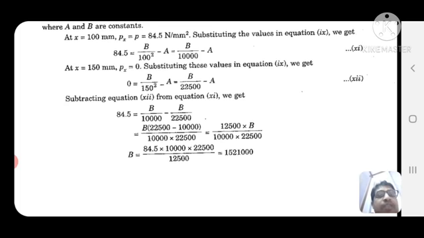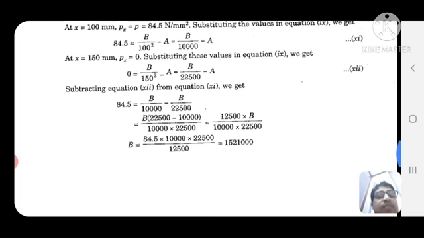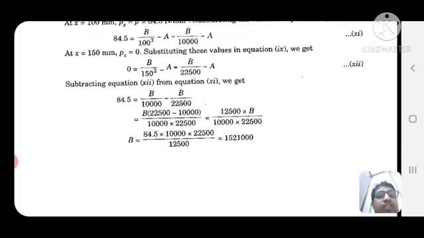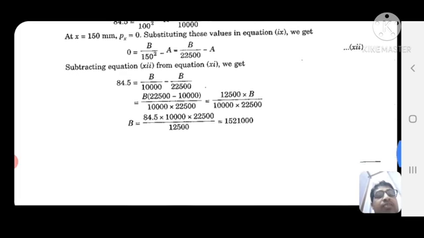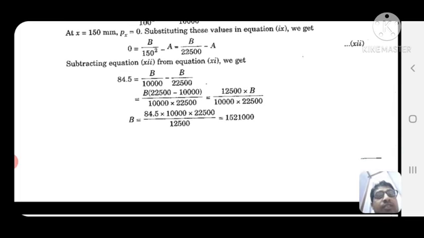So P_x equal to B by 10,000 minus A. At x equal to 150 and P_x equal to 0, substituting this value in the equation, 0 equal to B by 150 square minus A, equal to B by 22500 minus A. Subtracting equation 12, we get 84.5 equal to B by 10,000 minus B by 22500.